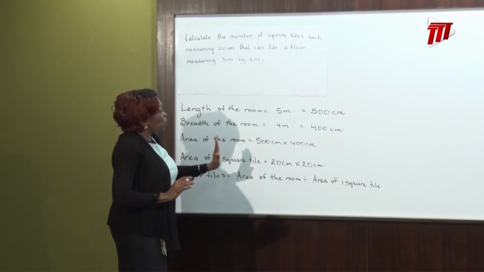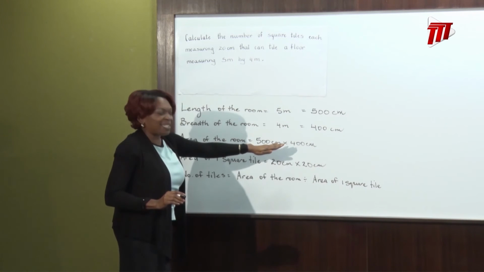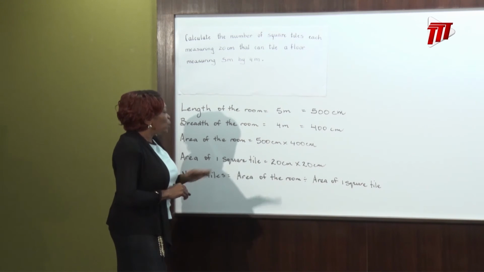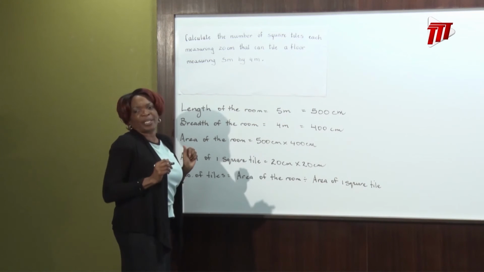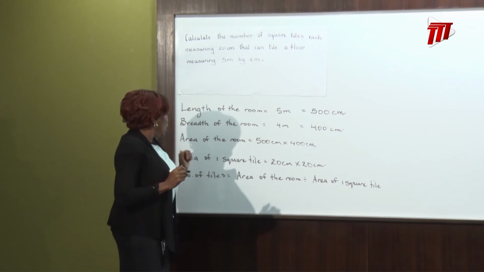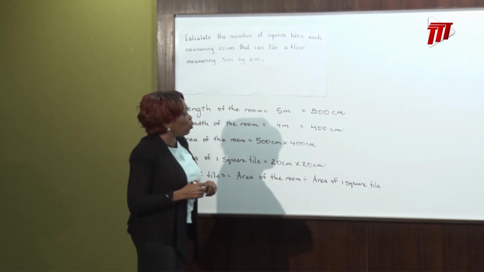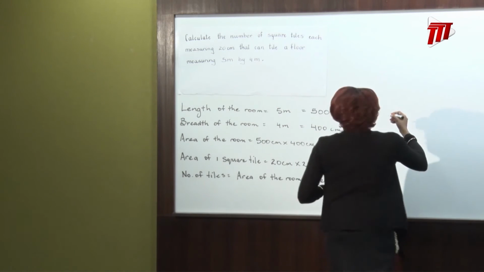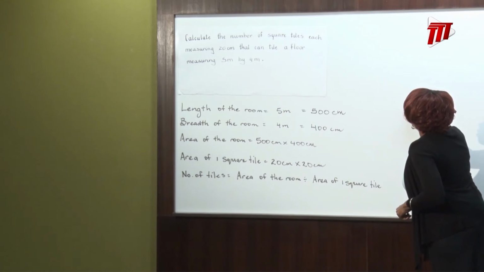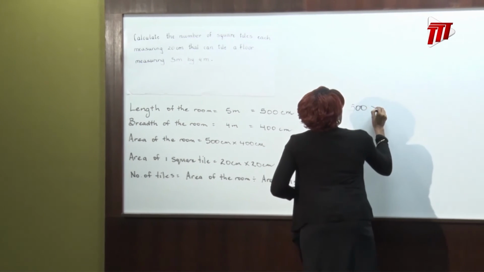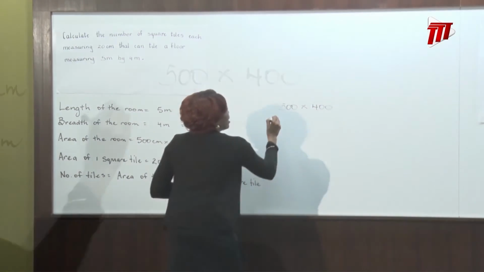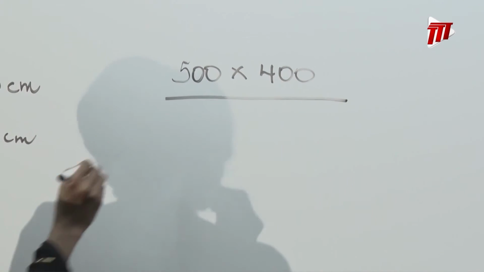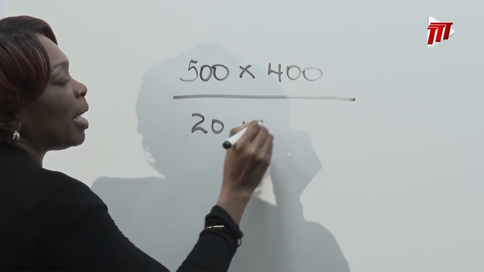Wonderful. So there's a reason why I left it like this. So what we're going to do, we're going to take this information and put it down now in a way that is very, very simple for us to calculate. Are you with me? So we're going to rewrite it, the area of the room. So come with me now. We're going to have 500 multiplied by the 400. And I'm going to put that over now, 20 multiplied by 20.